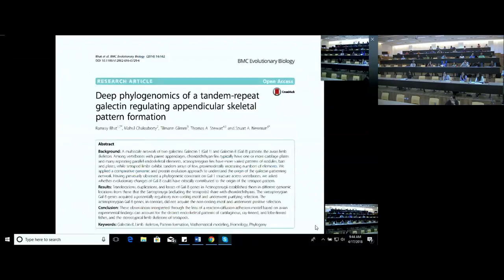Okay, in any case, so that's one component. And the bottom line is that this skeletogenic protein, the one that induces the condensations, is present in all of the organisms that have a limb skeleton.